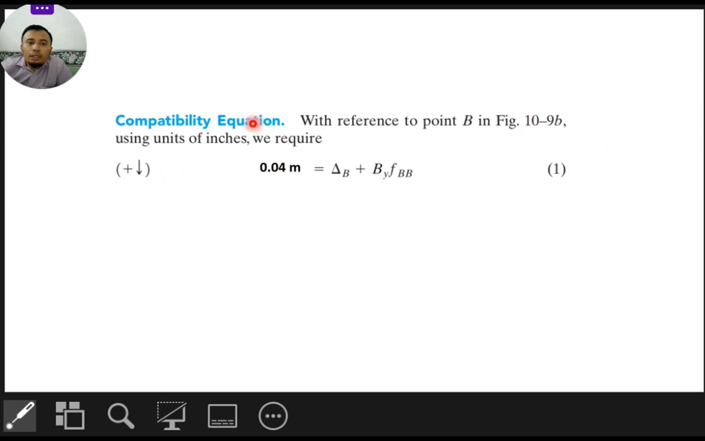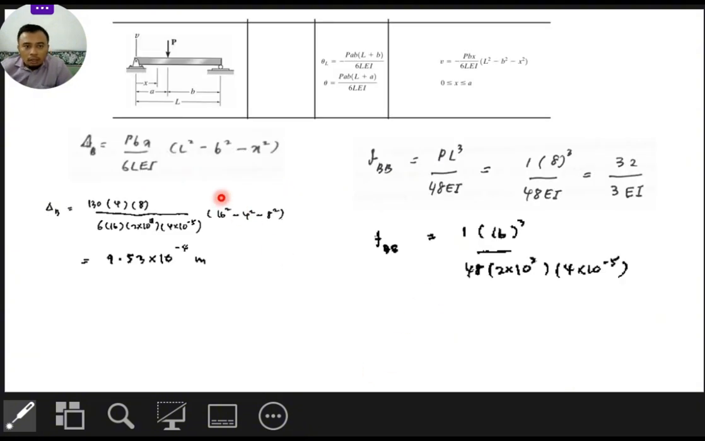So this is your compatibility equation. Compatibility equation: 0.04 equal to delta B plus delta prime BB, which is also equal to By times FBB. FBB is the coefficient, how much force By causing deflection of delta prime BB. So By times FBB is equal to delta prime BB. So the first one, this is your equation here.